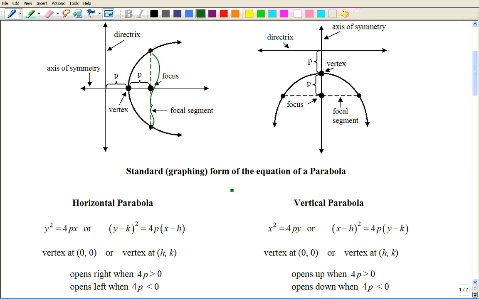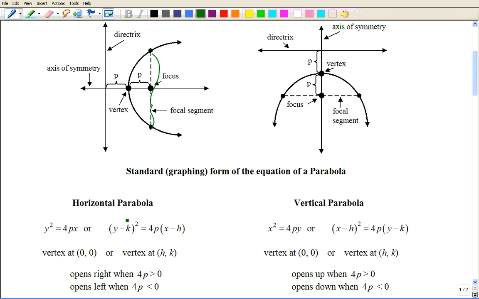So we have the standard graphing form of the equation of a parabola. We've got the horizontal and the vertical to match the pictures up here. The vertex will be at (h, k), just the same as we've done for all of the conic sections. h will be the x value and k will be the y value, so you keep it with the x and the y.